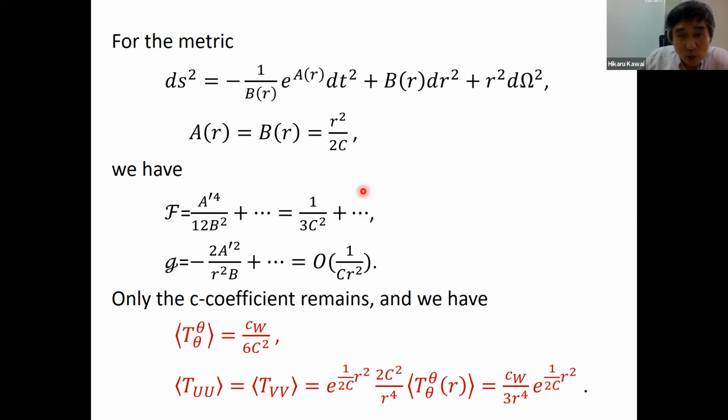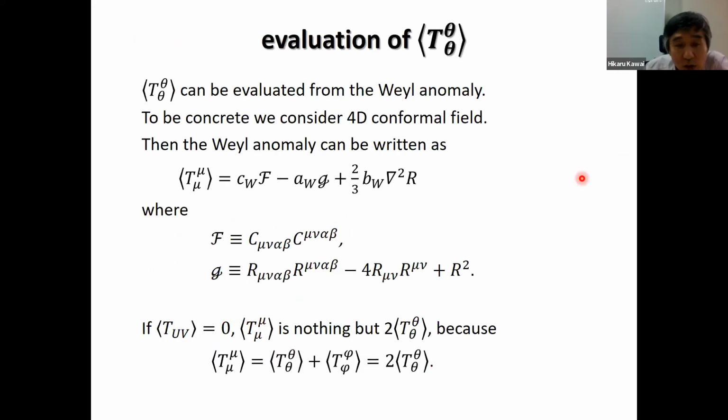The dots mean the 1 over R squared corrections. We assume R is larger than the Planck length, so this one is a 1 over R squared correction. Also for the Gauss-Bonnet term, we can obtain this formula, and this one is small. This is proportional to 1 over C R squared. So in the trace anomaly, only the C coefficient remains. C is the coefficient of Weyl squared. So they are small.